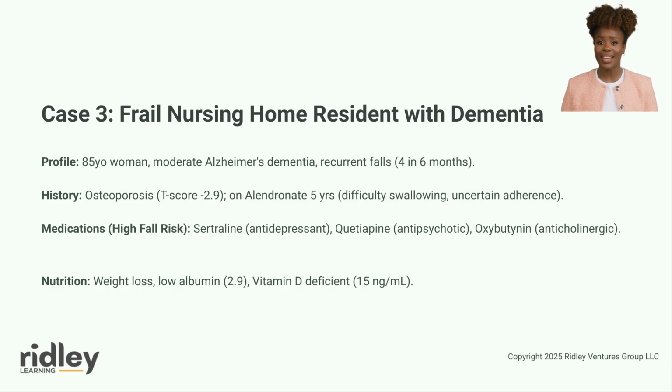Second, her medication list includes 3 agents with significant fall risk: sertraline, which is an antidepressant; quetiapine, which is an antipsychotic; and oxybutynin, which is an anticholinergic. The anticholinergic additionally contributes cognitive burden in the setting of dementia. Third, her weight loss and low albumin indicate nutritional compromise that affects both bone and muscle health.